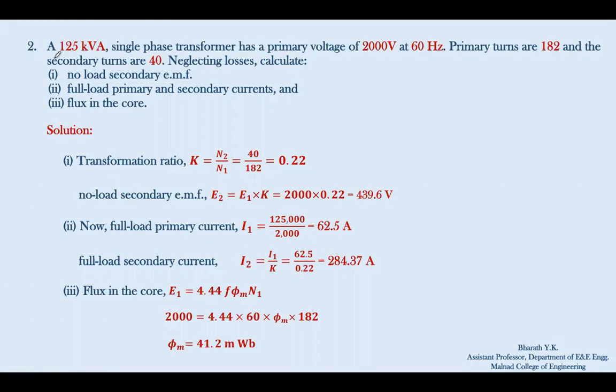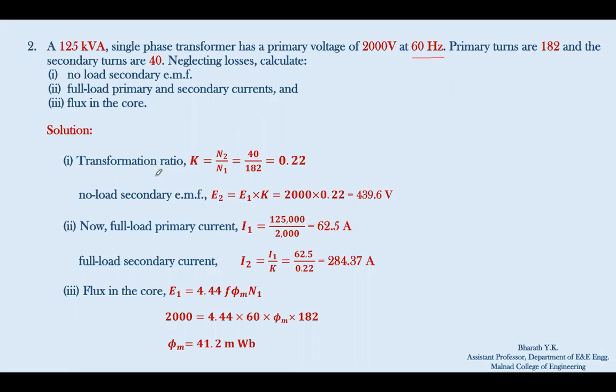In the second problem, a 125 kVA single phase transformer has a primary voltage of 2000 volts at 60 hertz. The number of turns in primary are 182 and the number of turns in the secondary are 40. Neglecting the losses, we have to calculate the no load secondary EMF, full load primary and secondary currents, and flux in the core.